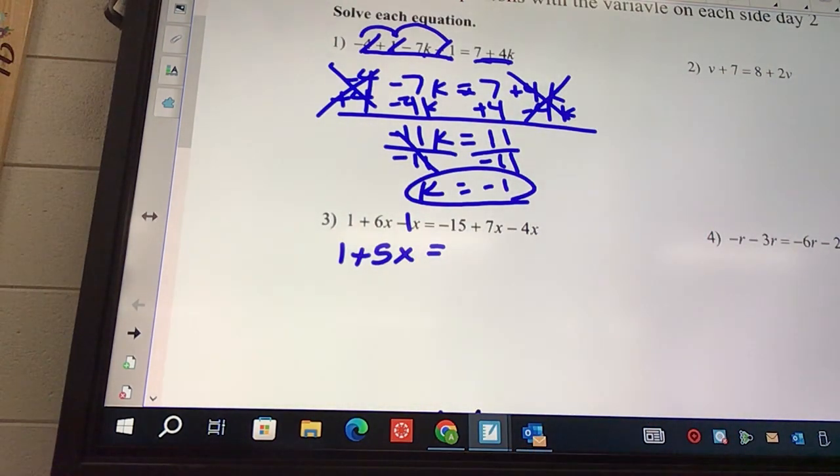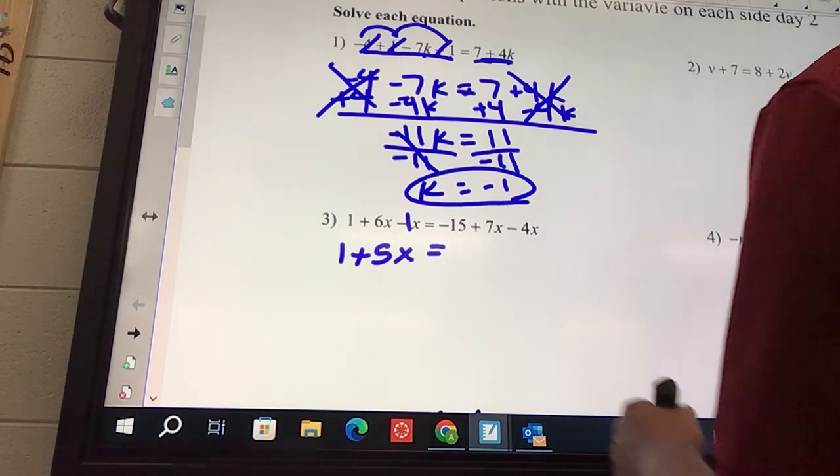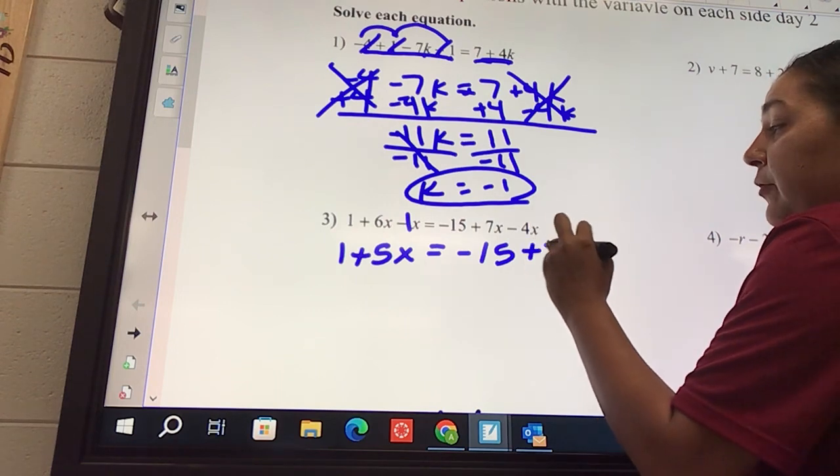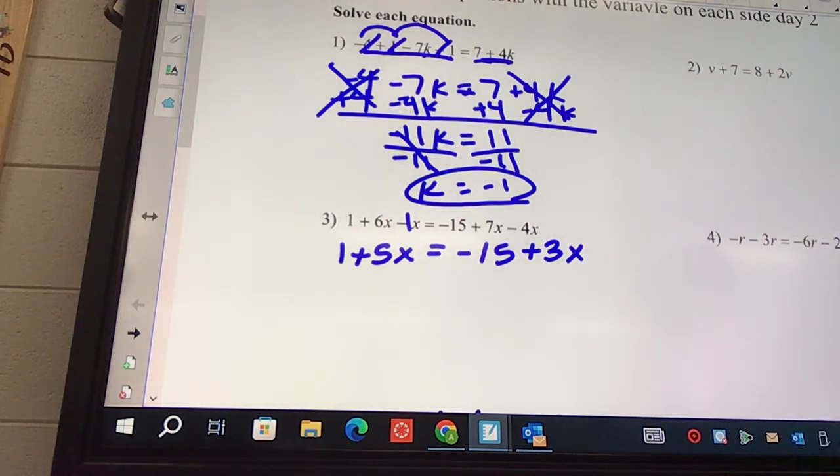How many pieces are on the right side? 3. So again, something needs combined. The 7x and then the 4. Yep, the 7x and negative 4, so I'm going to have negative 15, and that's going to give me a positive 3x. 7 minus 4 is 3.